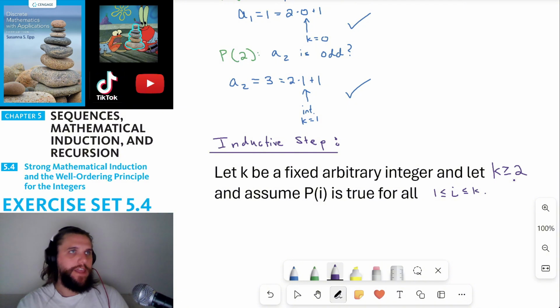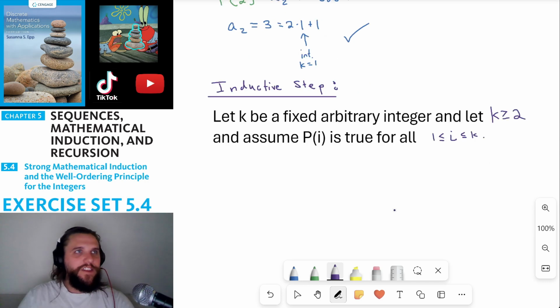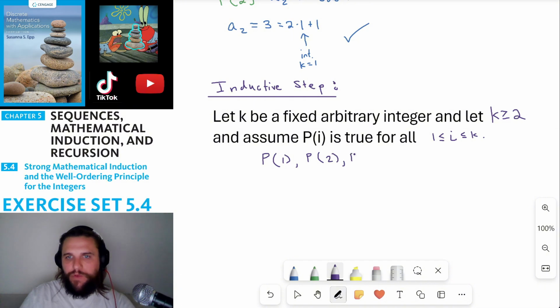This is the part of strong mathematical induction that a lot of students feel uncomfortable about, which I totally understand. I remember first looking at this when I took discrete math, and I was kind of confused by this part. Let me explain what's really going on here. We're assuming that P of 1 is true, and P of 2 is true, and P of 3 is true, and so on, all the way up to P of k minus 2, P of k minus 1, and then the very last term, P of k.